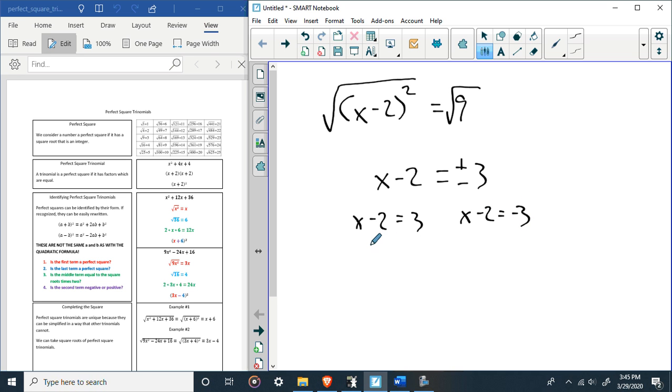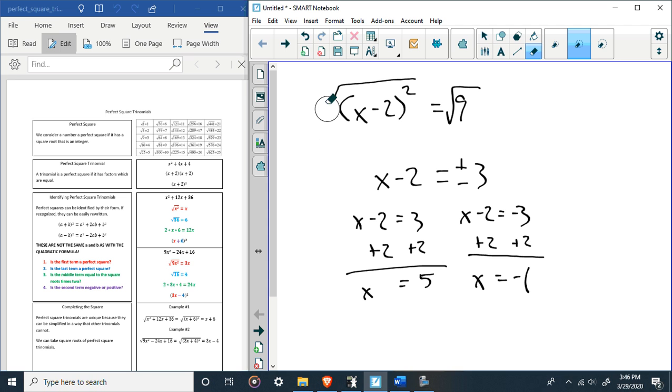We can go ahead and solve. Plus 2. So we say x equals 5. And we can add 2 to the other one, and we can find out that x equals negative 1. All right? So there are solutions to this. Now, let's keep those answers, but let's go back to our original problem.